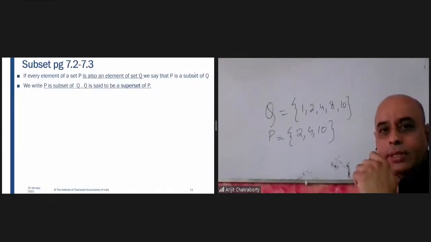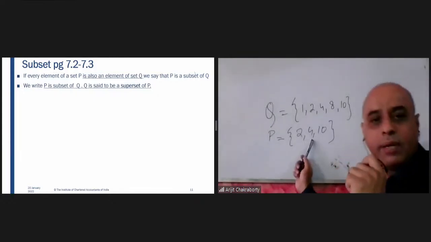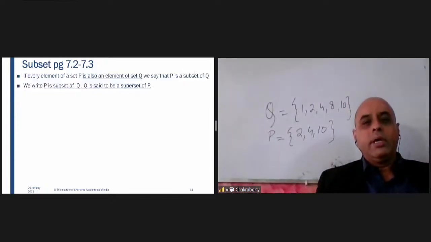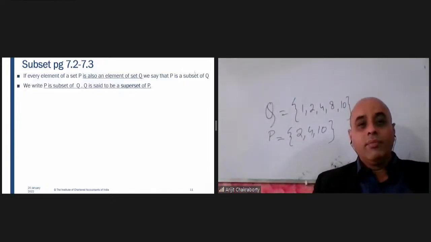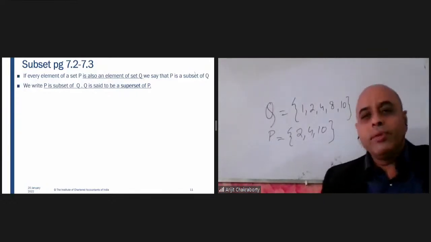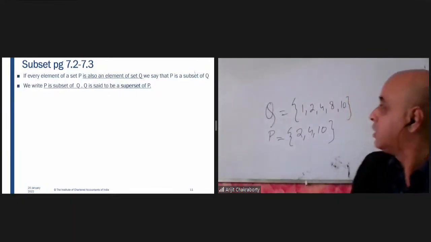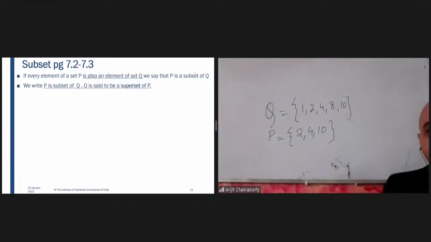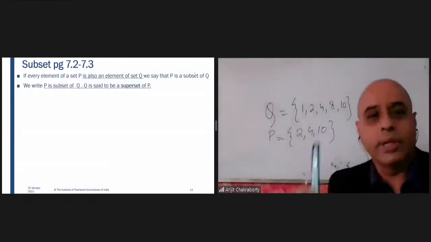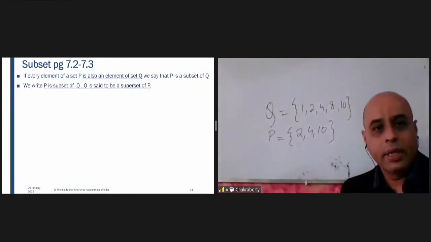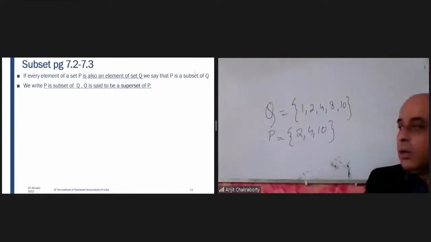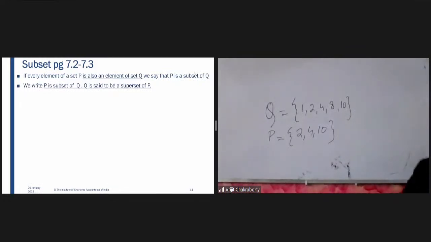Please note, how many elements do you see in P? There are 3 elements. How many elements are there in Q? In Q we have 5 elements: 1, 2, 4, 8, and 10. And in P we have 3 elements: 2, 4, and 10. Now, if you see carefully, all the elements of set P are also the elements of set Q.